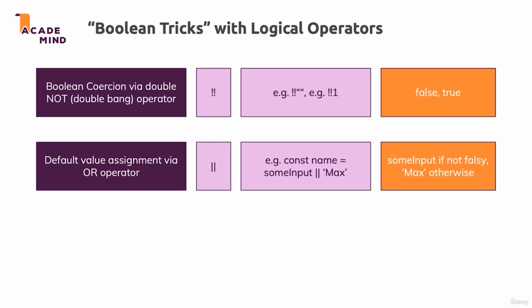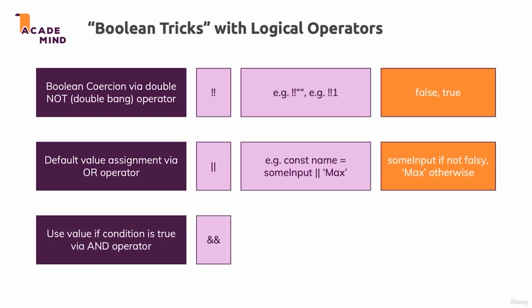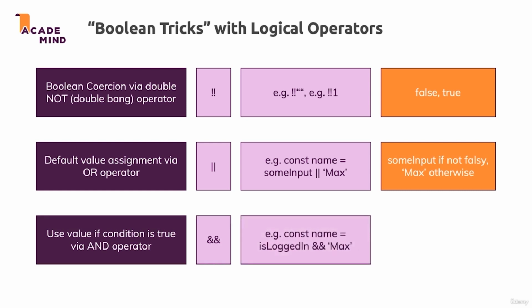The AND operator allows us to do something similar. Instead of using it to assign a default value, we can use the AND operator to get the last value in a combined check like here. Let's assume that is logged in here is a truthy value or a real true boolean, doesn't matter, but that it is true.